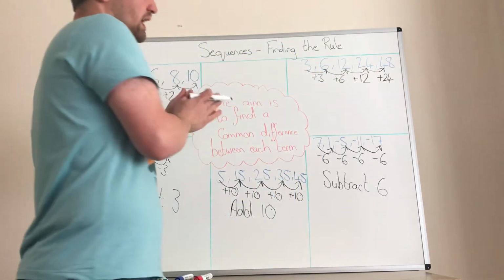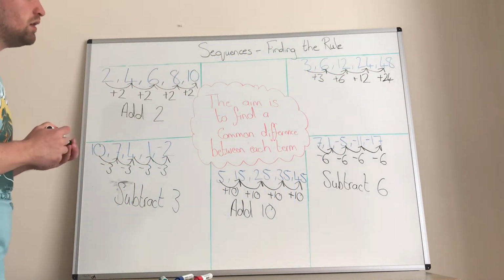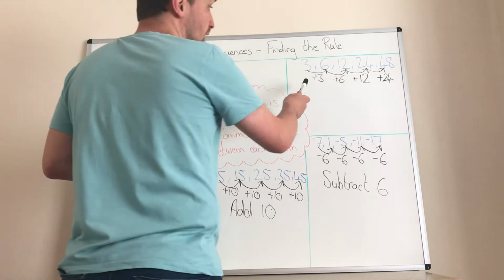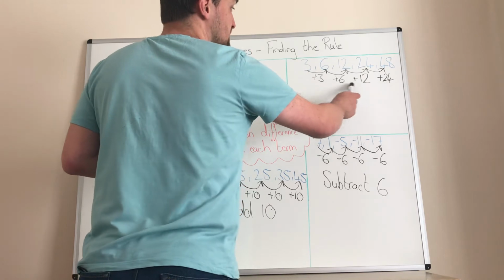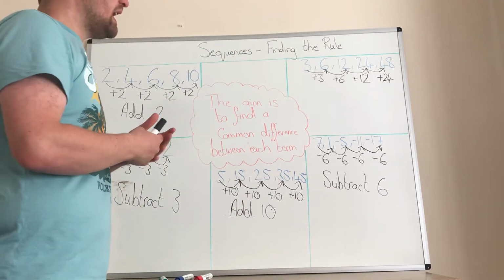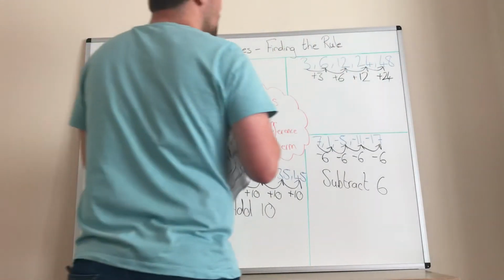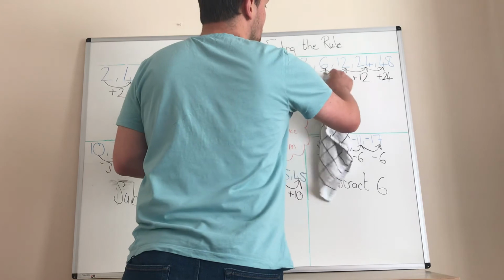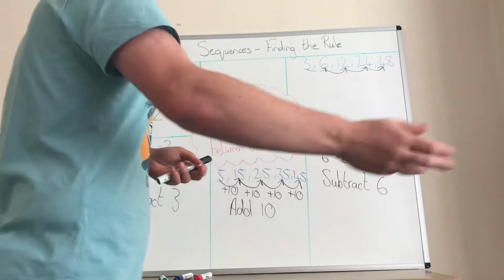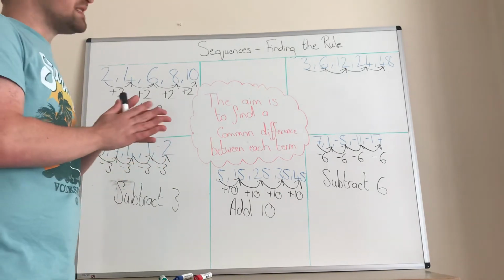Now we've got something wrong here, or something that's not necessarily what we want, because we've got a different difference for each one. We haven't got a common difference. If you don't get a common difference, that means that you're going to be multiplying or dividing. Now, because the numbers are getting bigger here, we know that we're going to be multiplying.